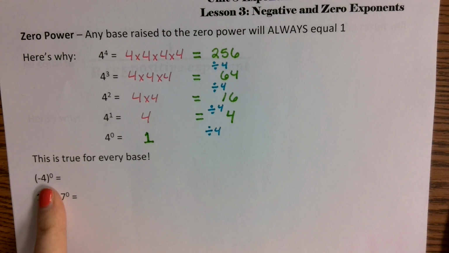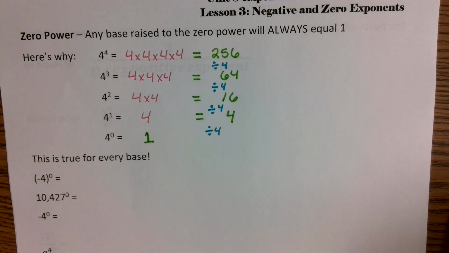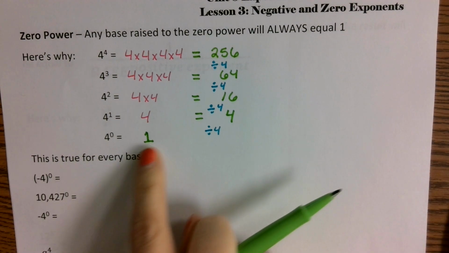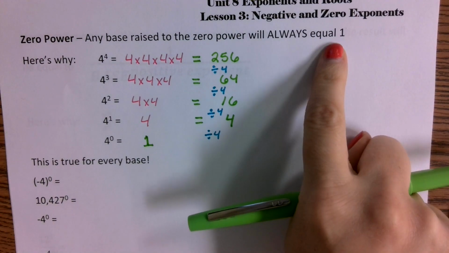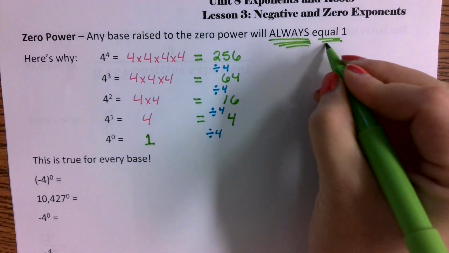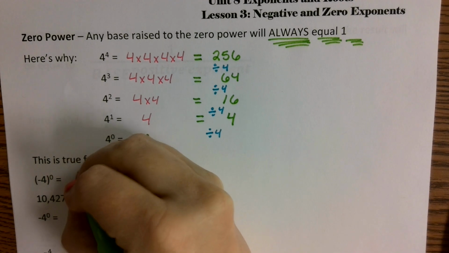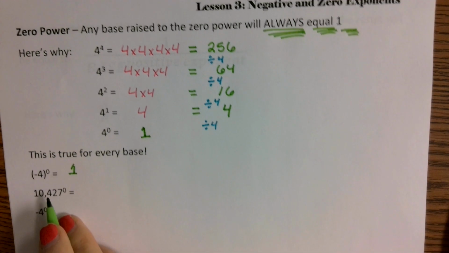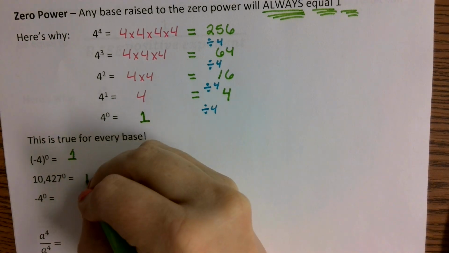Here I have, in parentheses, negative 4 raised to the 0 power. What is that going to equal? Not negative 1, just 1. Every base raised to a power of 0 is always going to equal 1. This is the easiest thing, guys. If you see a 0 power, it's a 1. If I've got 10,427 to the 0 power, it equals 1.